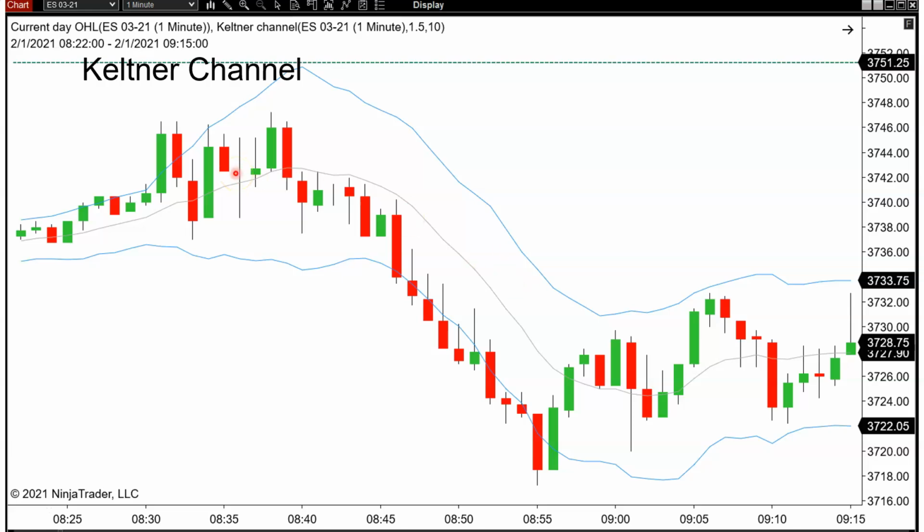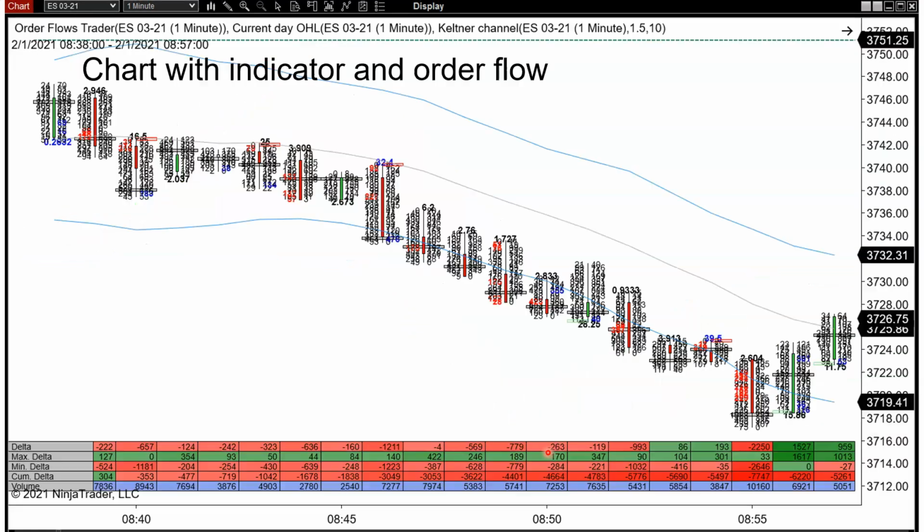Keltner channels. A lot of people like Keltner channels. That's fine. Again, you want to add order flow to it. You don't have to disregard it, right? And if you trade Keltner channels, you hit the bottoms of the channels going down, you stay short. But at some point, it's going to stop going down, and it's going to reverse, go back inside.